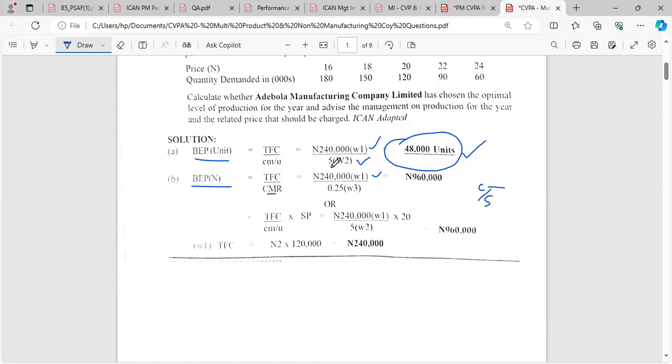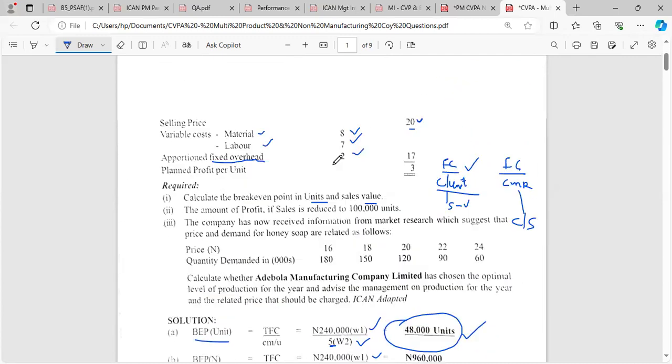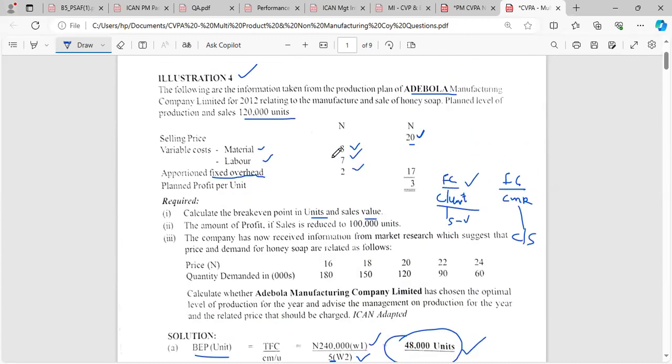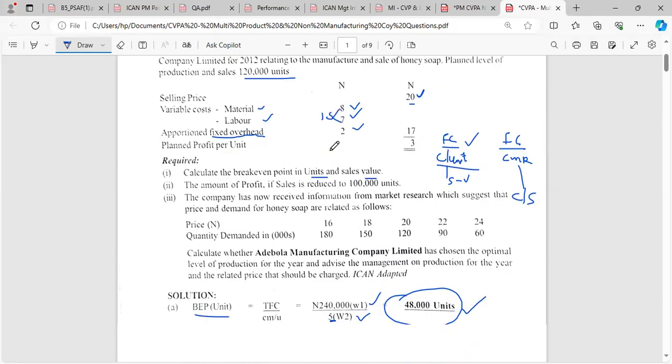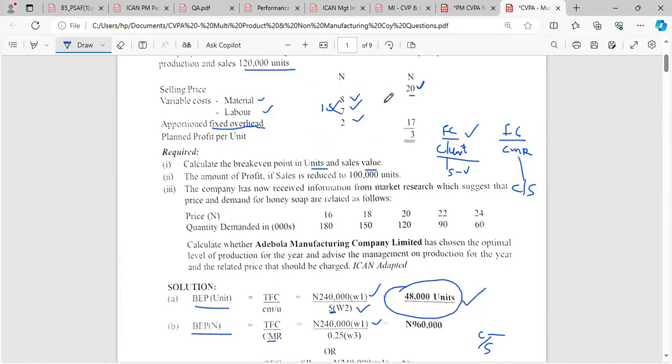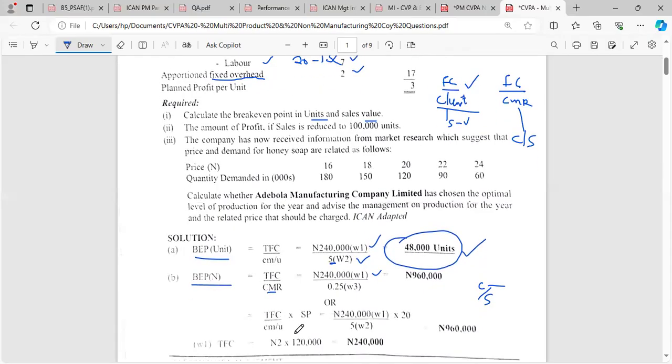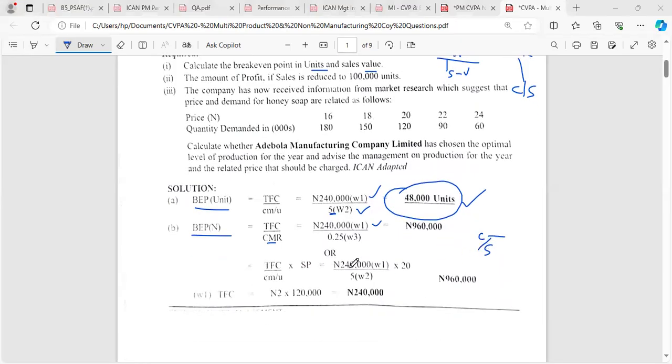What's our contribution? Don't forget that we have done contribution here before, which is 5. 8 plus 7 is 15. Then 20, which is the sales, minus 15 is what gave us 5 as our contribution. So our contribution has been done for us. We've solved our contribution, which is actually 5. So how do we do it? What's our sales again?